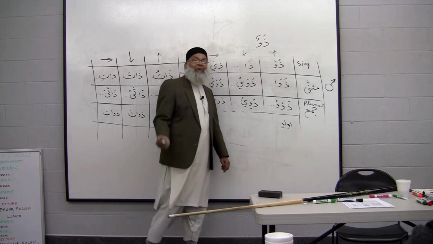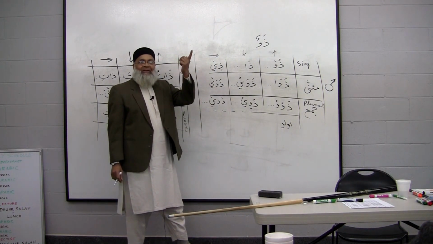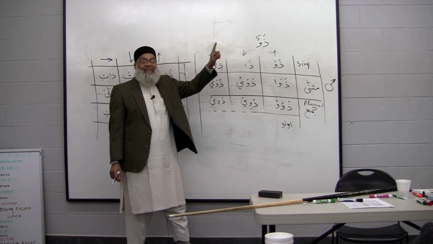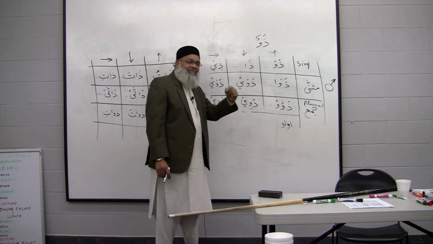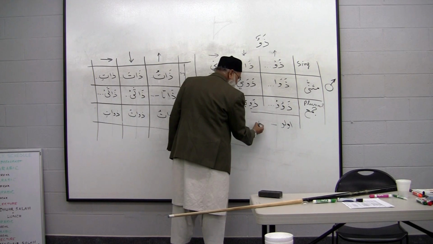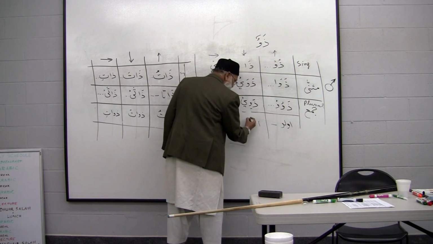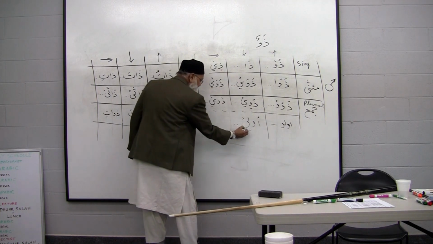Ulul albab, ulal albab. Sorry, ulil albab. Not ulal, there's no ulal albab. Ya ulil albab. So, that was the confusion which was resolved by the example. So, ulu, uli, and uli.